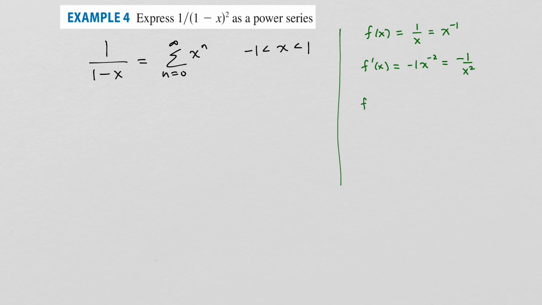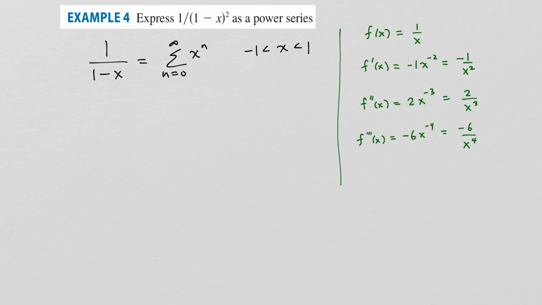Let's do the second derivative. In the second derivative, we would just simply take the derivative of this, which is going to give us positive 2x to the negative 3, which would be 2 divided by x cubed. And I'll do one more derivative just to make sure you understand the pattern here. But it's going to be negative 6x to the negative 4, which is negative 6 divided by x to the 4th. So what's the takeaway from this?